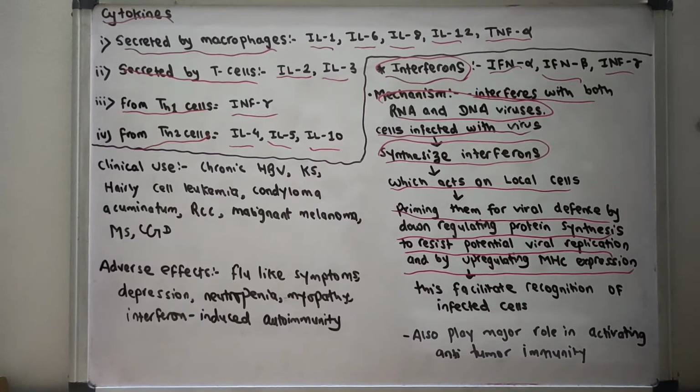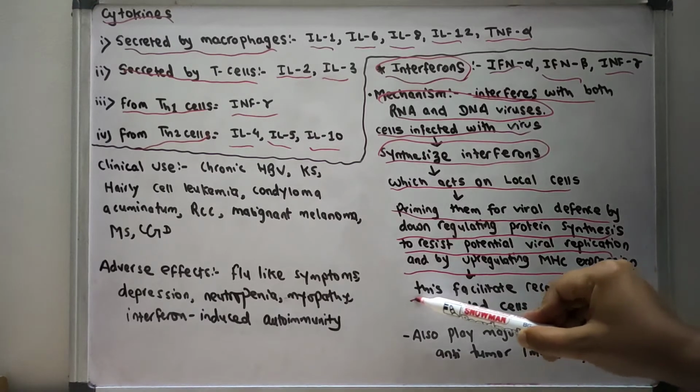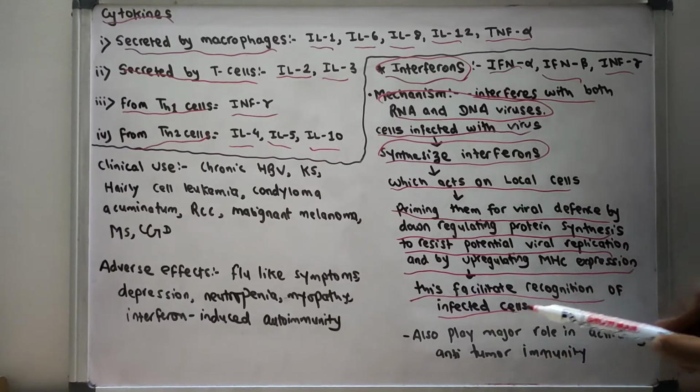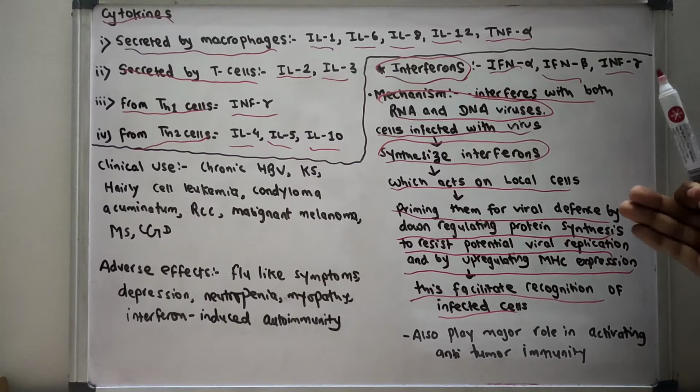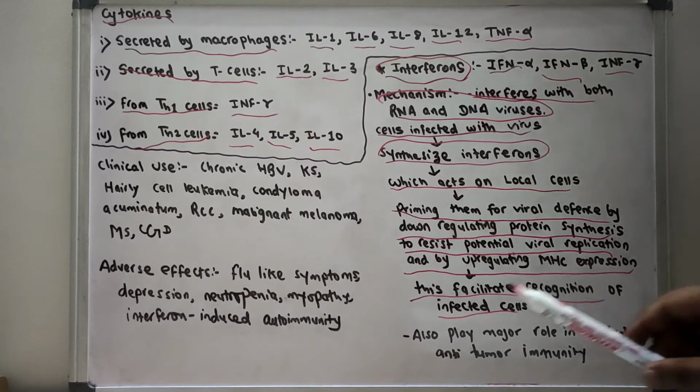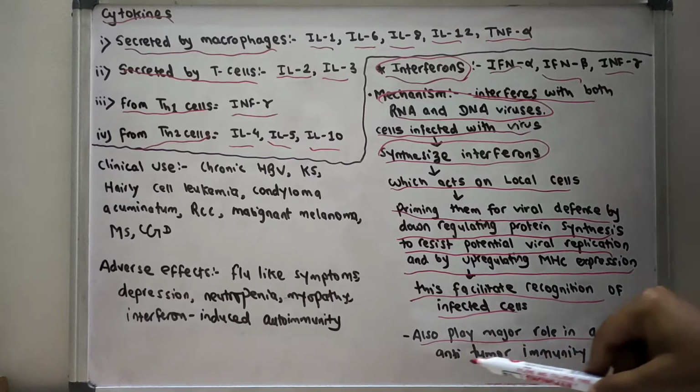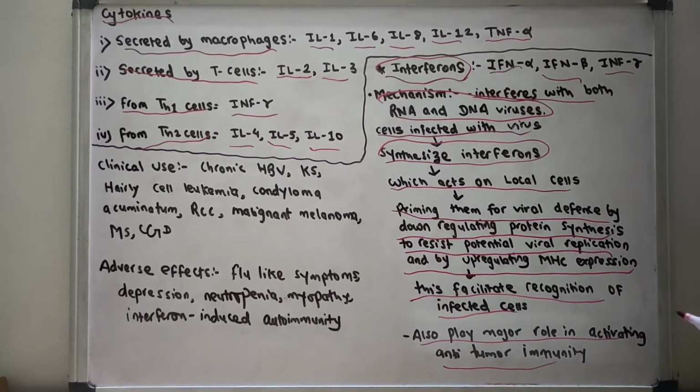So by regulating the MHC expression and resisting the potential virus replication, what happens? This will facilitate the recognition of the infected cell. After the recognition of the infected cell, the cells that are infected by the various viruses are destroyed in our body. The interferons also play a major role in activating the anti-tumor immunity.